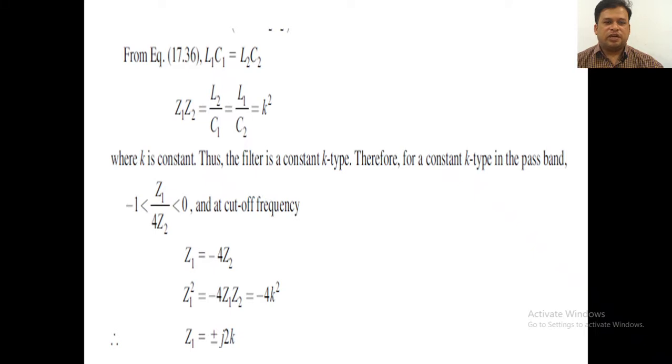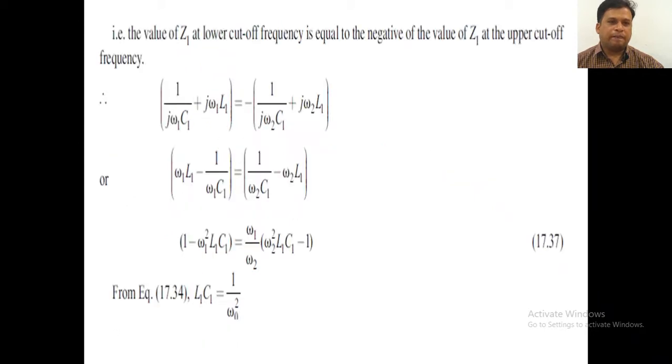Thus, the filter is a constant K type, therefore for a constant K type in the pass band, minus 1 less than Z1 by 4 Z2 less than 0. At a cutoff frequency, Z1 equals minus 4 Z2, Z1 square equals minus 4 Z1 Z2, that equals minus 4K square, and Z1 equals plus or minus j2K. Now, solving these equations, we get 1 minus omega 1 square L1 C1 equals omega 1 by omega 2 into omega 2 square L1 C1 minus 1. But from equation 17.34, L1 C1 equals 1 by omega naught square.